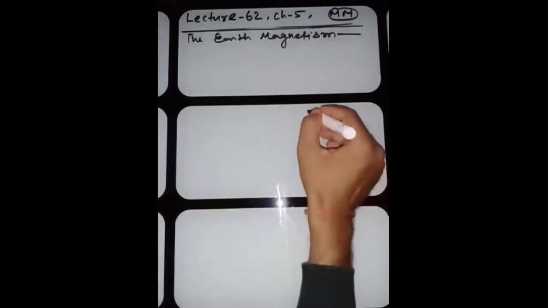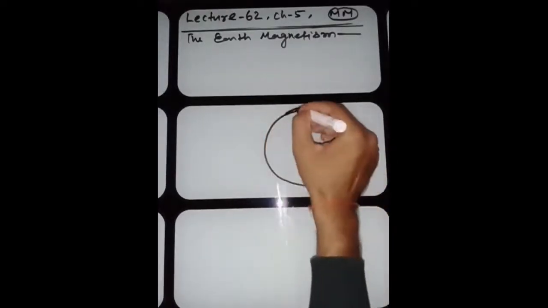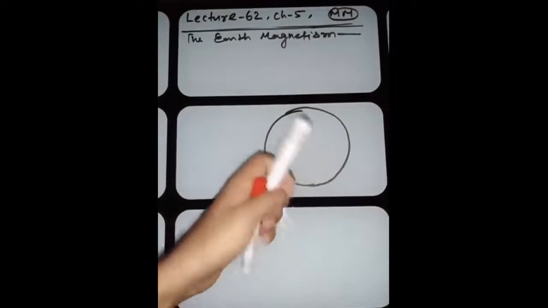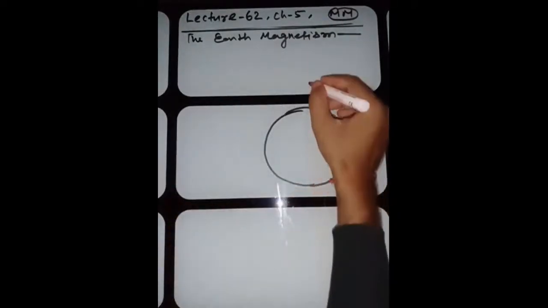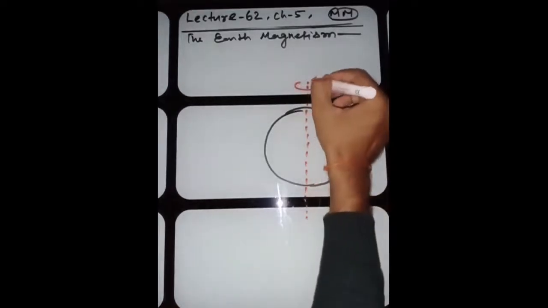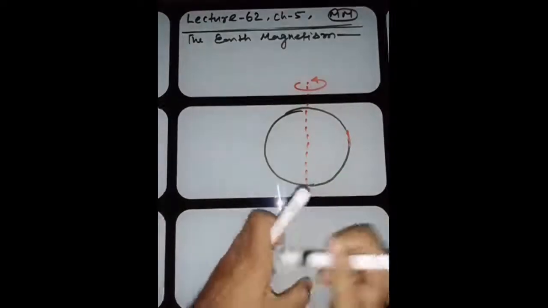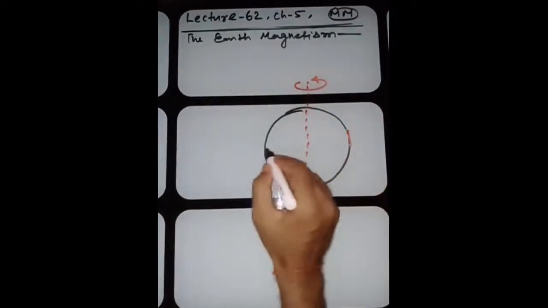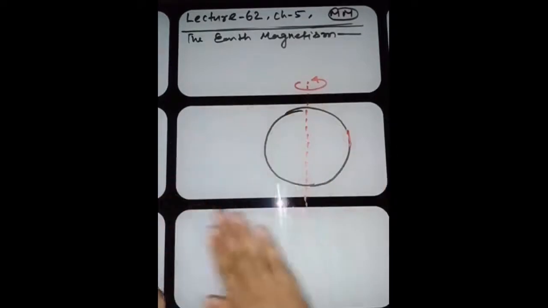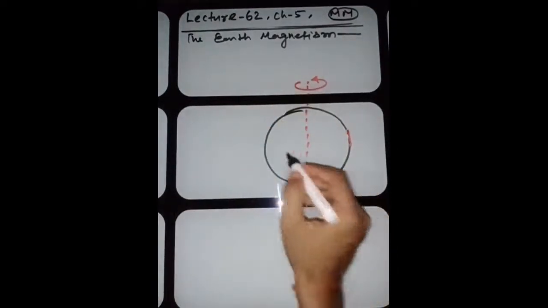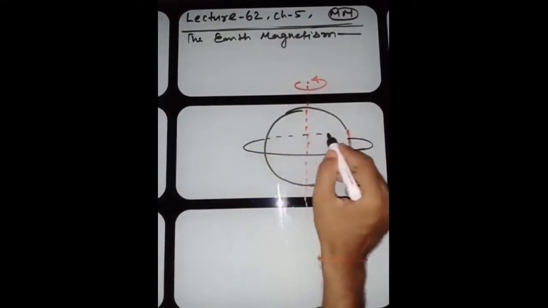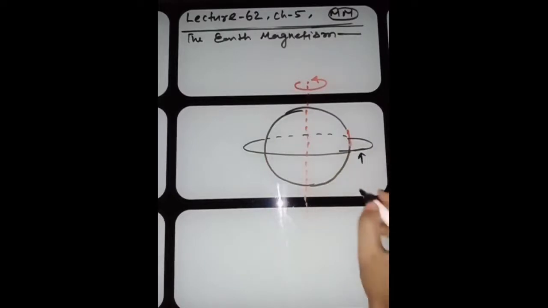This is our Earth. This is a beautiful Earth, you can see, and this is the axis of rotation, my dear students. This one is the geographic equator. If you have a ball and you cut it horizontally, you will get a plane, and that is the geographic equator. It is called the geographic equator.